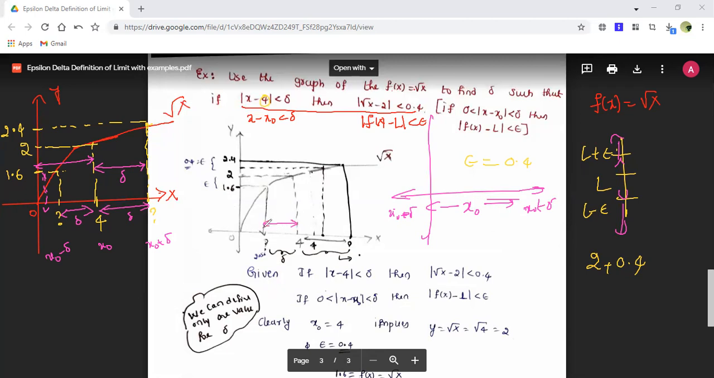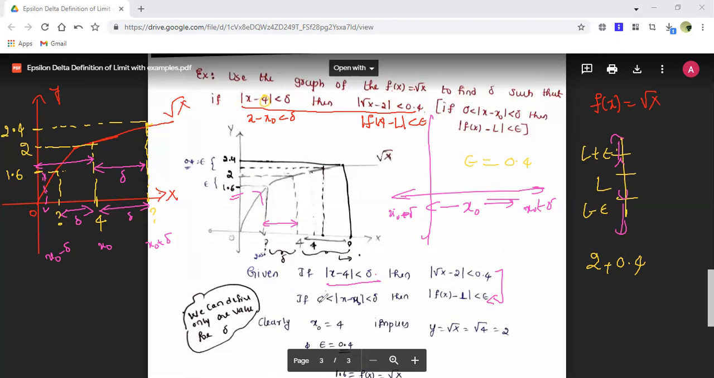Okay. So this distance, when we are talking about, this distance is corresponding to what? You can see this is corresponding to 1.6 and here this is corresponding to what? This. So between this only we have to think about now. So what is given? Let's write it. So this is given that if modulus of x minus 4 is less than delta, this is given. So this is nothing but your limit definition.